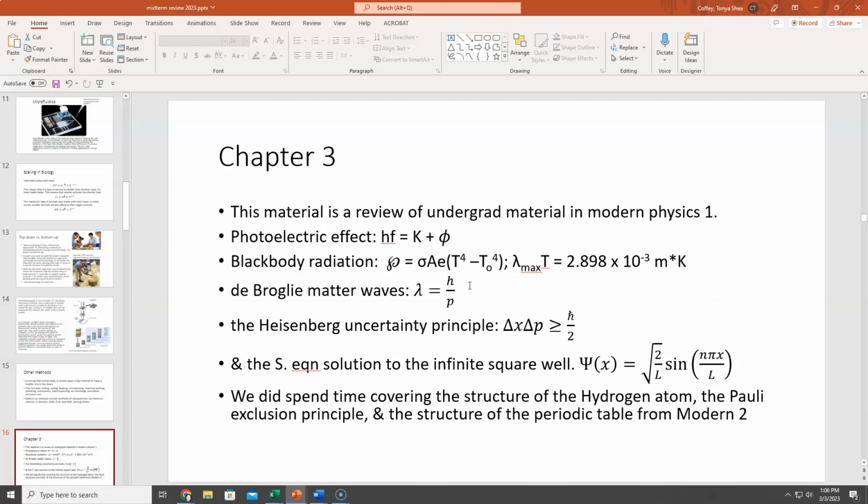It shows that the wave function psi of x is equal to the square root of 2 over L times the sine of n pi x over L. Here, L is the size of the box, okay? And n is the energy level, all right?